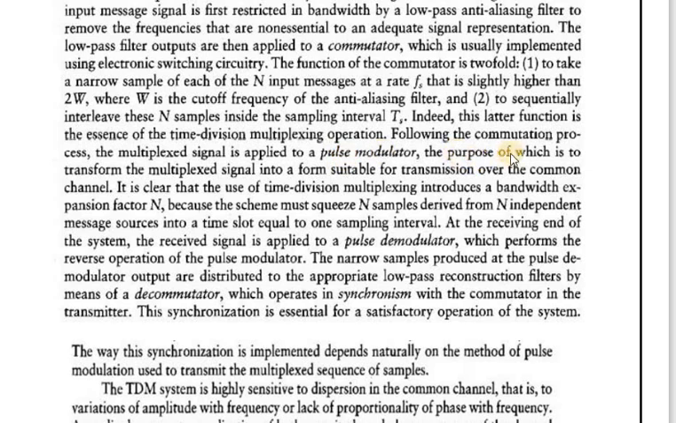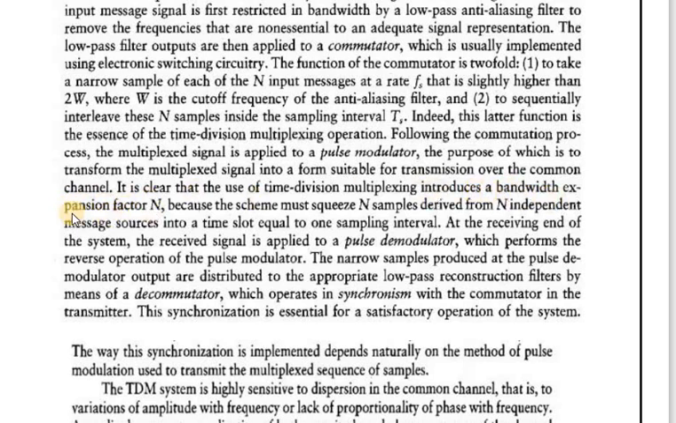So the purpose is only one: to transform the multiplexed signal into a form suitable for transmission over a communication channel, right? It is clear that use of TDM introduces a bandwidth expansion factor n, because the scheme must squeeze n samples derived from the n independent message sources into the time slot equal to one sampling interval.